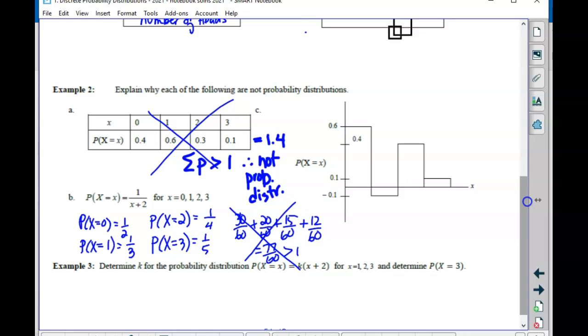In C, this has a negative probability. So the vertical axis is negative. Vertical axis is probability, and this is negative, so not a probability distribution.